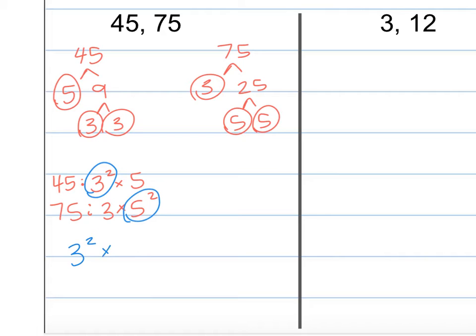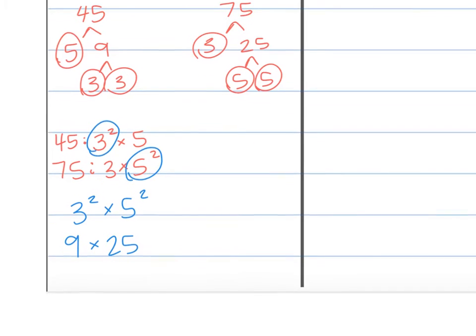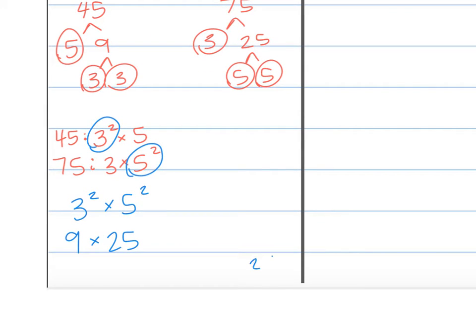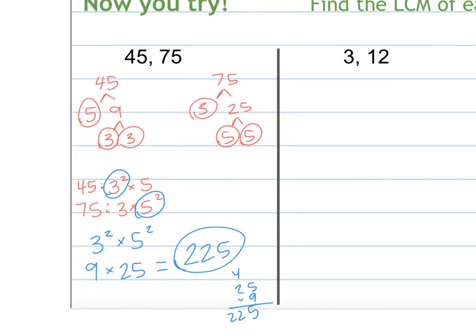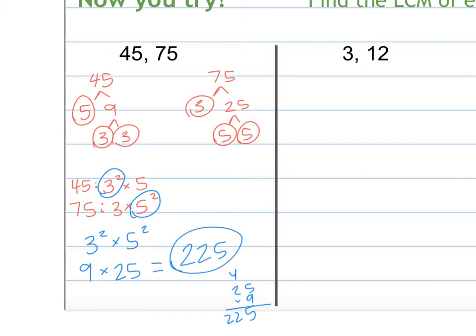So 3 squared times 5 squared. So 3 squared, again, that means 3 times 3, which is 9. And 5 squared means 5 times 5, which would be 25. And then if we do some long multiplication here, 45, so that would equal 225. So their least common multiple for 45 and 75 would be 225. And if you had done listing the multiples or the cake method, you should have gotten the same answer.